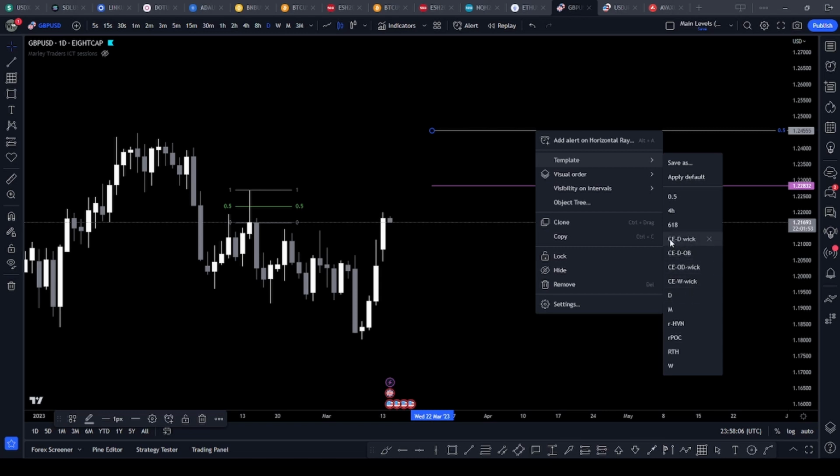consequent encroachment of daily wick, CE of daily order block. I just call it CE of daily order block because I don't want to write 50% threshold. That is too long, too wordy for me. I just put CE. It means the midpoint of that order block, like I said before. So call yours whatever you want to call it. I know what I mean by mine. And then CE of old daily wick and CE of weekly wick.